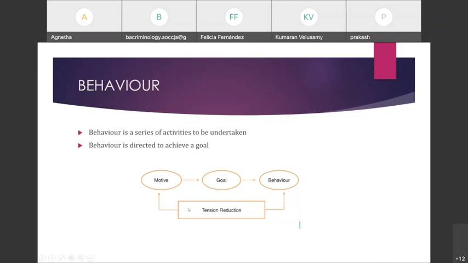So first, when you have a goal, you will have high tension, right? Your tension will be high over here. So you have a motivation, you have a goal, you have a behavior. Now, once you have achieved your goal, your tension is going to be reduced. As soon as you achieve your goal, your behavior also may change.